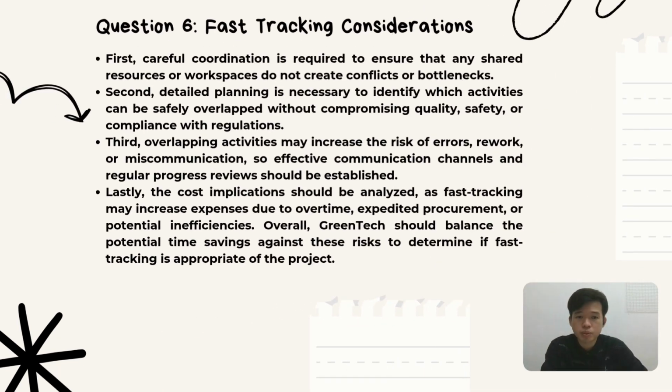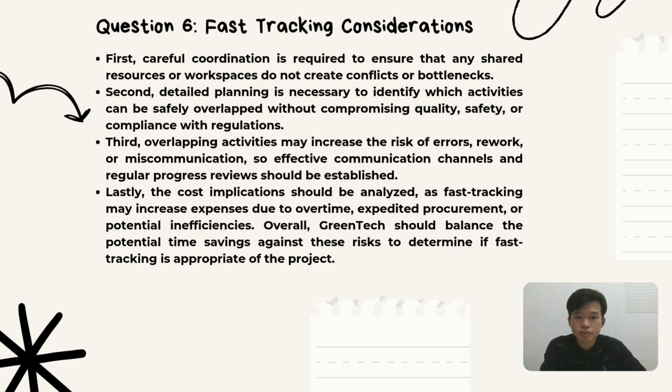For question 6, we look at what Green Tech should consider if they decide to fast-track the project by overlapping some activities. First of all, careful coordination is required to ensure that any shared resources or workspace do not create conflicts or bottlenecks. In addition, detailed planning is necessary to identify which activities can be safely overlapped without compromising quality, safety, or compliance with regulations.